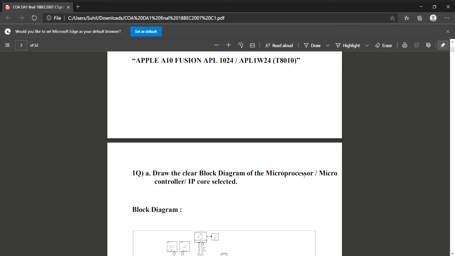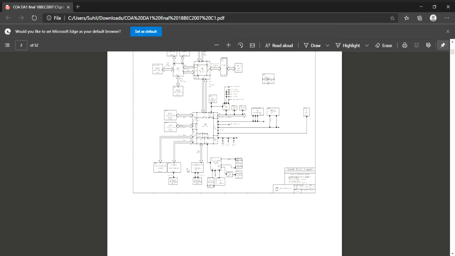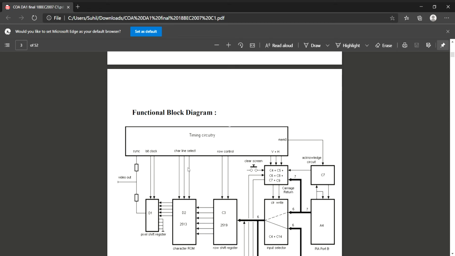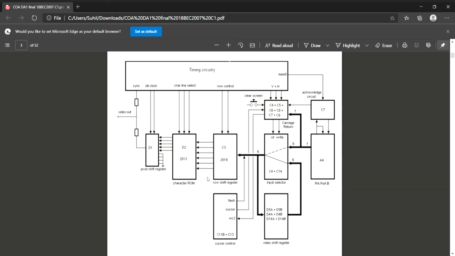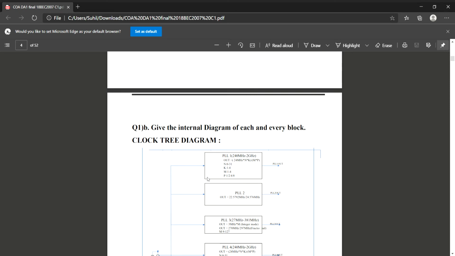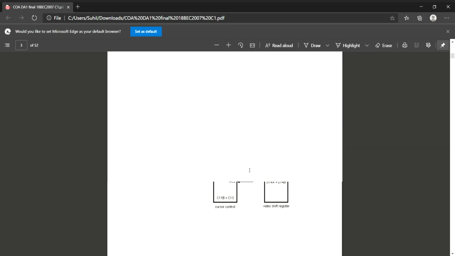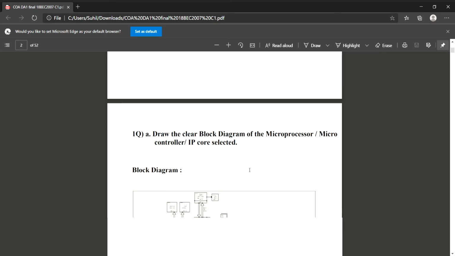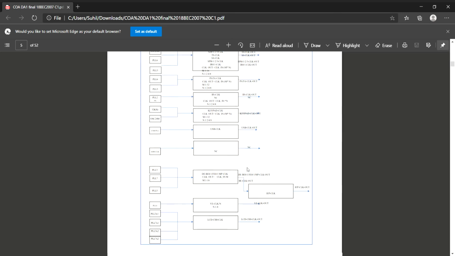The block diagram of the selected microprocessor. The A10 has an L1 cache of 64 KB for data and 64 KB for instructions. That's all about this block diagram, and the internal clock diagram is as given here.